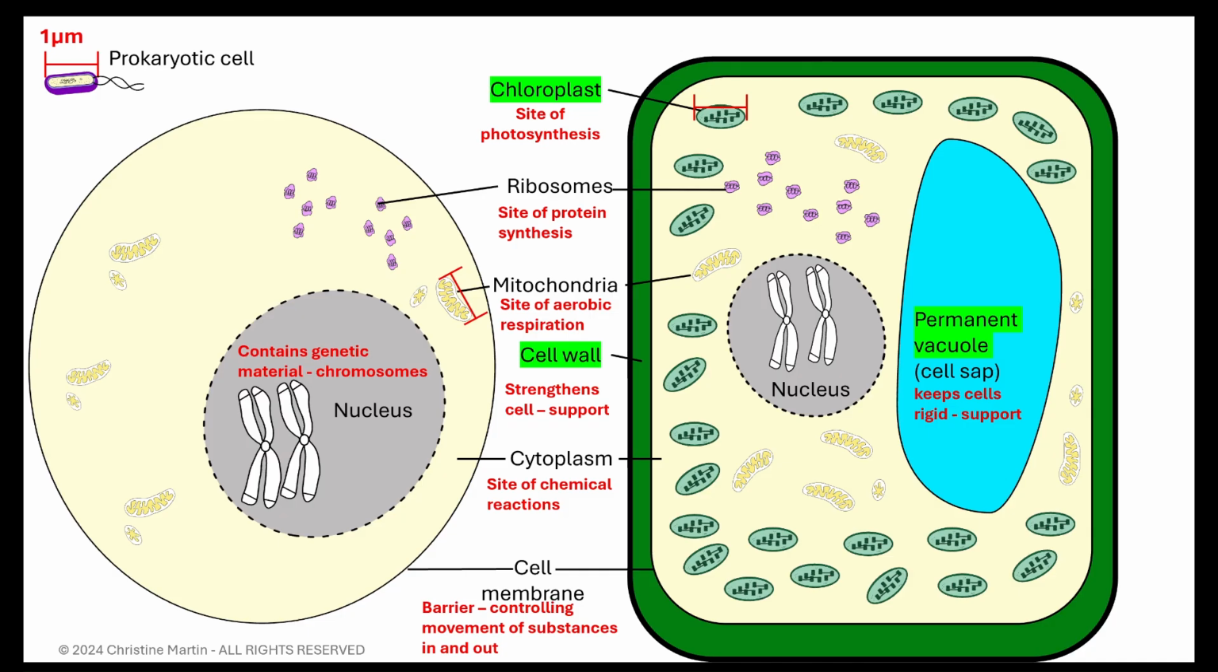So one of the key things we need to identify is the difference in size. So we can quite clearly see that the prokaryotic cell is very small. It's about 1 micrometer in diameter. Now, if you look at the mitochondria and you look at the chloroplast, you'll see that they are very small too. So these are subcellular components of eukaryotic cells. So when you are comparing them, you need to consider the size.